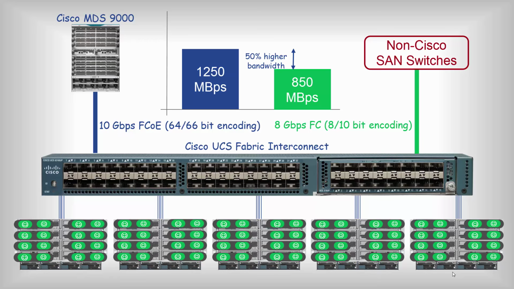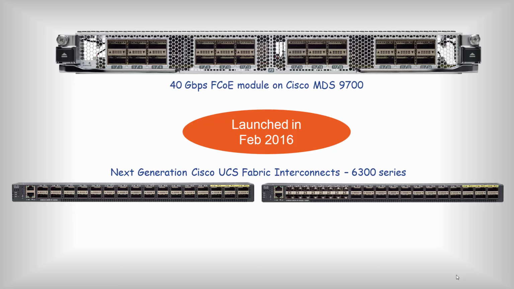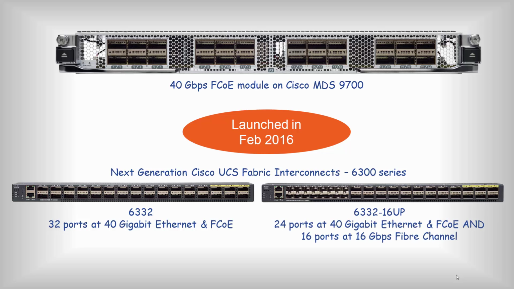Gbps FCoE. For all the new upcoming deployments, I strongly recommend you consider the newly launched Cisco UCS 6300 series Fabric Interconnects and the 40 Gbps FCoE module on Cisco MDS 9700 directors. The new UCS Fabric Interconnects have two models. The 6332 has 32 ports at 40 gigabit Ethernet or FCoE. The 6332-16UP has 24 ports at 40 gigabit Ethernet or FCoE and 16 ports at 16 Gbps Fibre Channel.